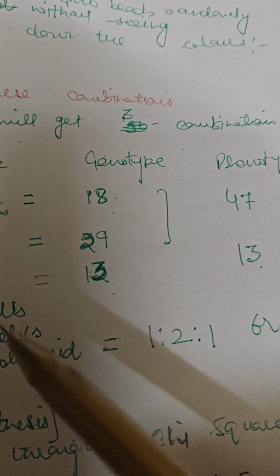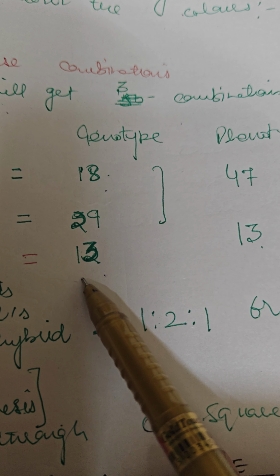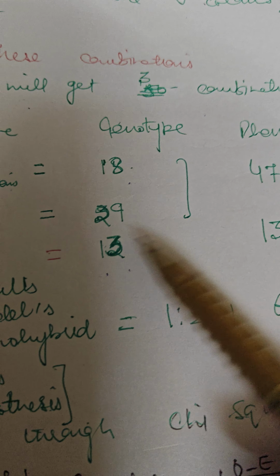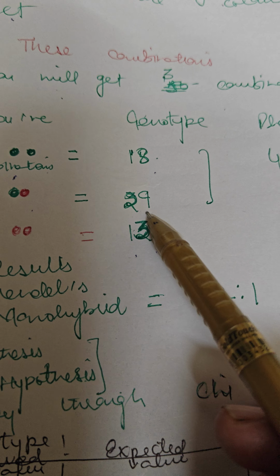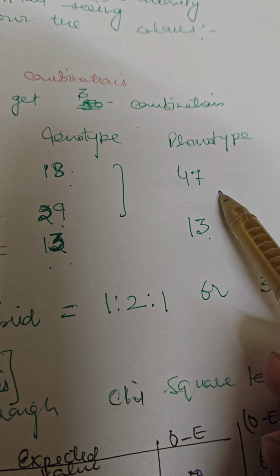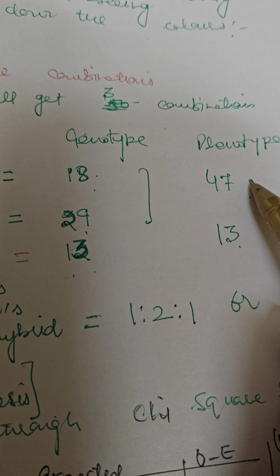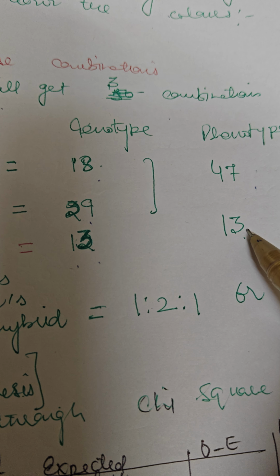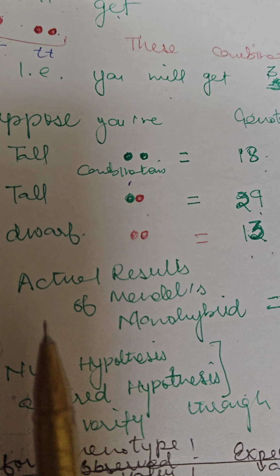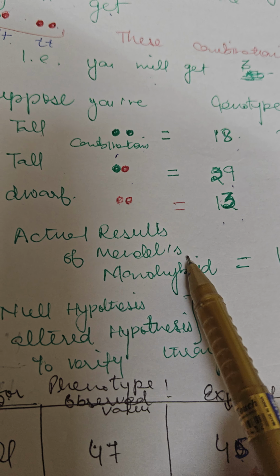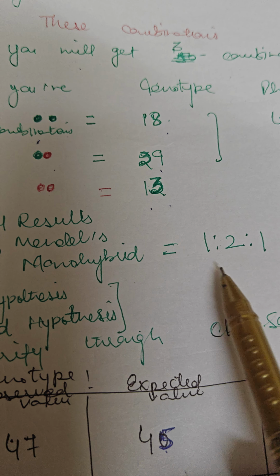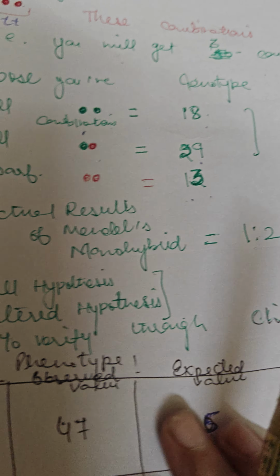And this is for genotype. Whereas if you look at the phenotype, you can total these two. It is 47. Phenotype means that it is appearing tall, whether it is hybrid tall or pure tall, and this is the dwarf, 13 in number. So the actual results of a Mendelian monohybrid cross, we know that it is 1:2:1.